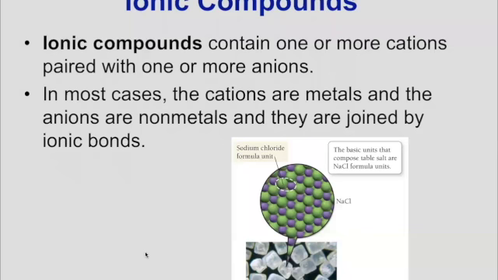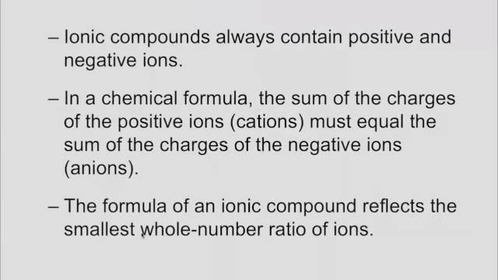Your ionic compounds are going to be when you have a metal and a non-metal joined together through the opposite attraction, because you have a cation and an anion, a positive charge and a negative charge. So those are going to be your ionic compounds joined through an ionic bond. Ionic compounds always are going to contain a positive and a negative charge. The sum of charges are going to create that attraction, and they have to equal each other. So if you have a +1, you're gonna have a -1. If you have a +2, you're gonna have a -2.